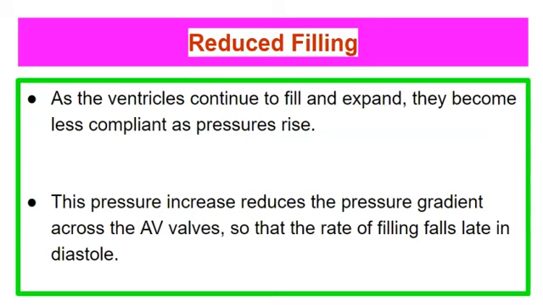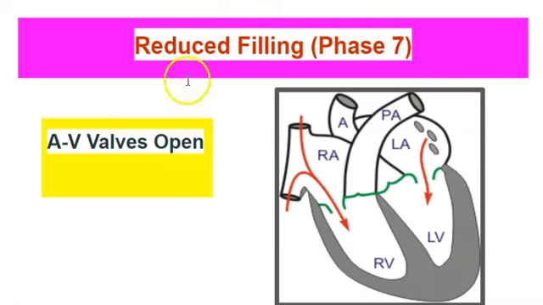Basically, reduced filling is going to be the diastasis phase. As the ventricles continue to fill and expand, they become less compliant, as I said. This pressure increase reduces the pressure gradient across the atrioventricular valve so that the rate of filling falls late in diastole, as we just said. Reduced filling, phase 7. The AV valves are still open, but the pressure is rising in the ventricles, and then we're just going to cycle right around again.